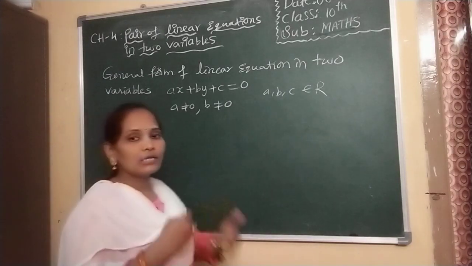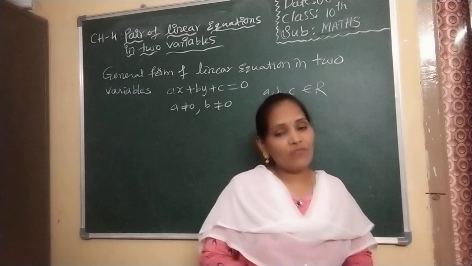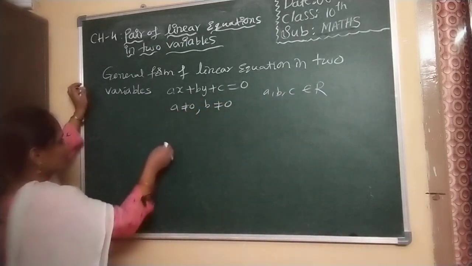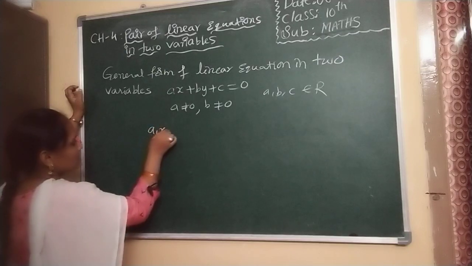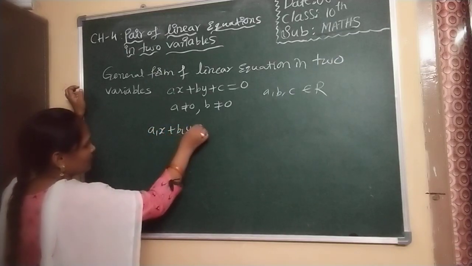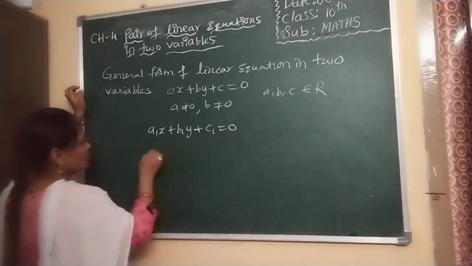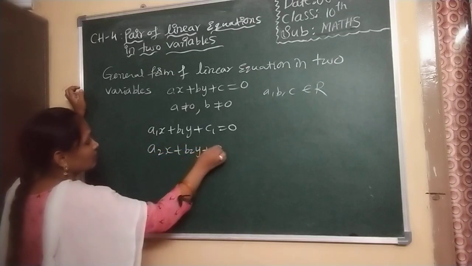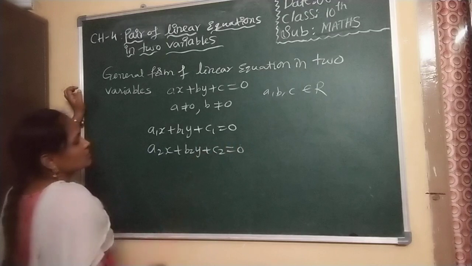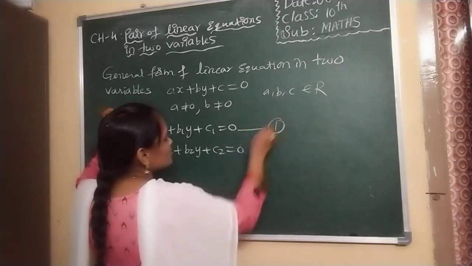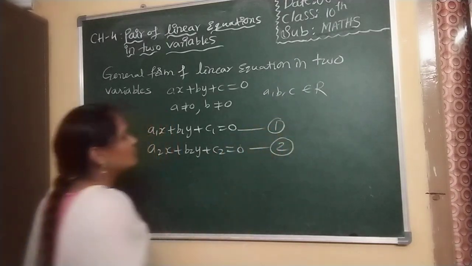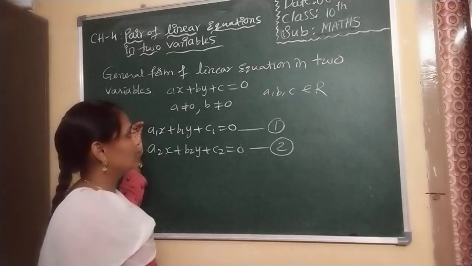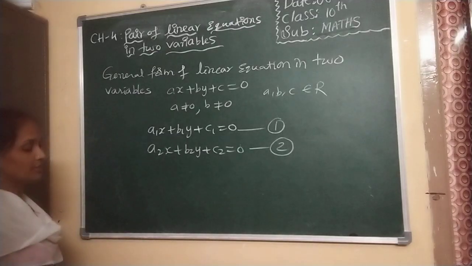Here we are talking about the pair of linear equations. Pair means two equations. Let us take a1x plus b1y plus c1 is equal to 0, and a2x plus b2y plus c2 is equal to 0. This is equation 1 and equation 2. So these are the pair of linear equations in two variables.